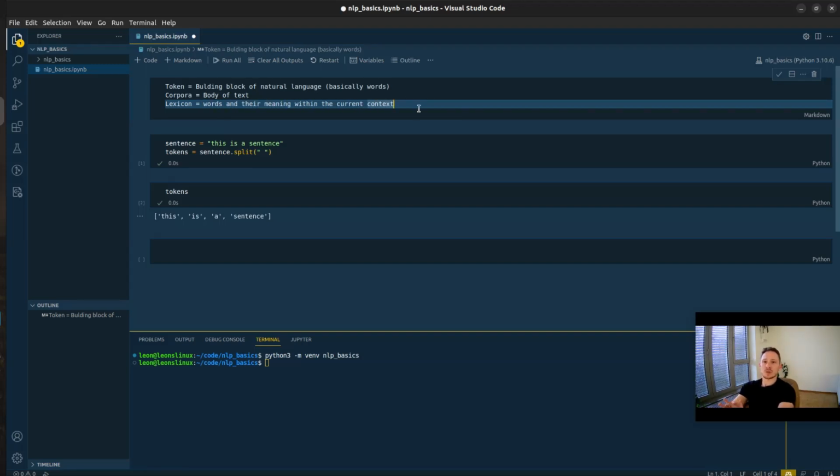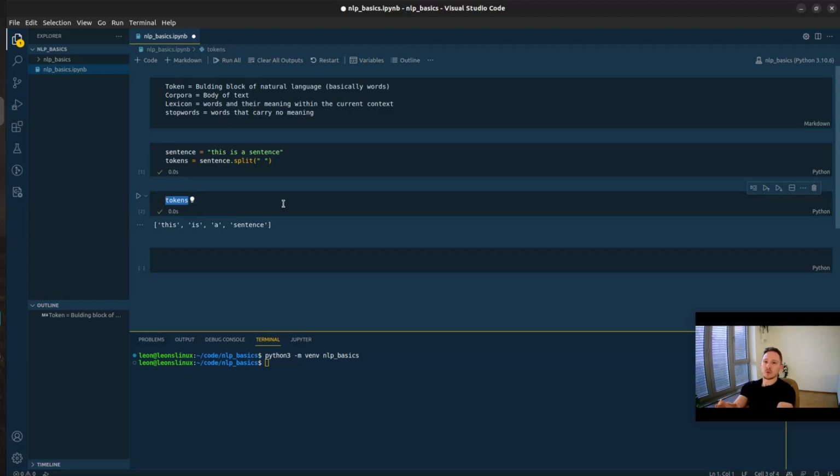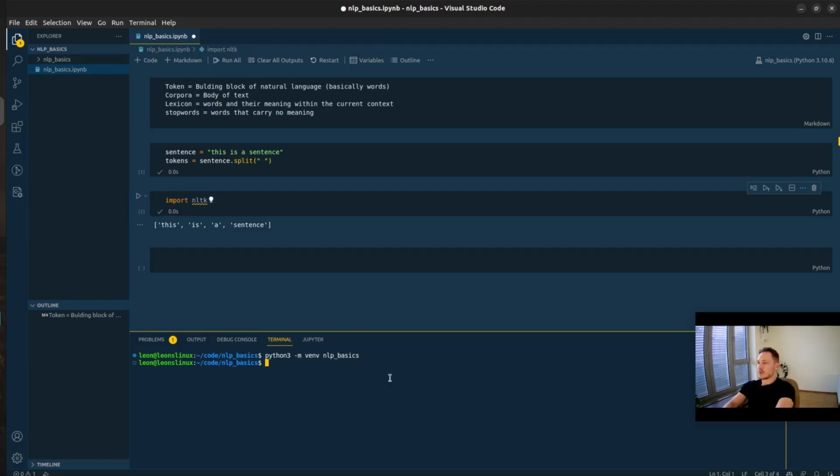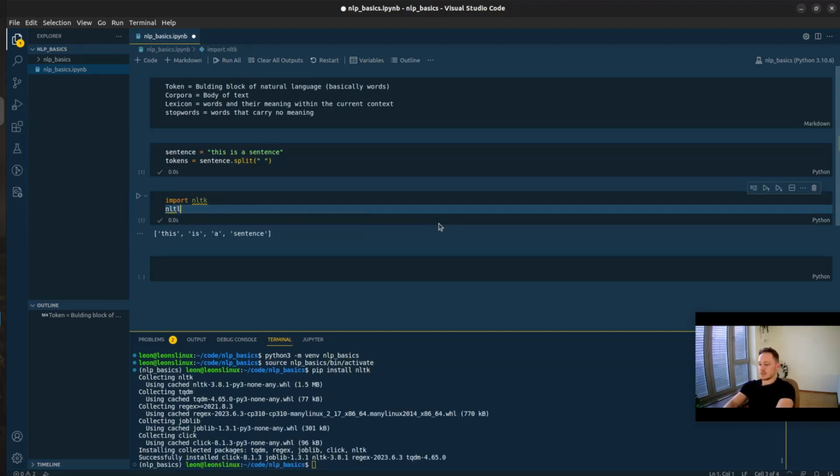What are stop words? Stop words are words that occur often, but they carry almost no meaning. Words like a, is, the, and. Okay, let's remove the stop words from our this is sentence and see what it will look like. Let's use the package Natural Language Processing Toolkit. Install it first. Okay. Install this.